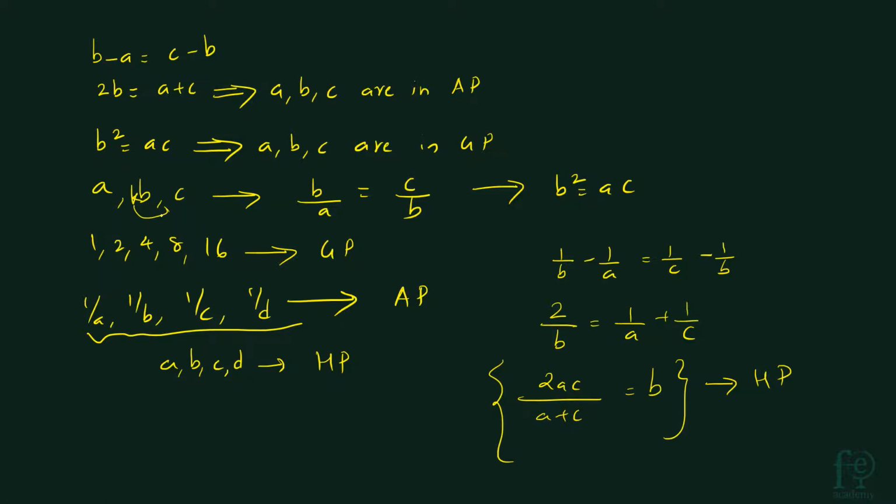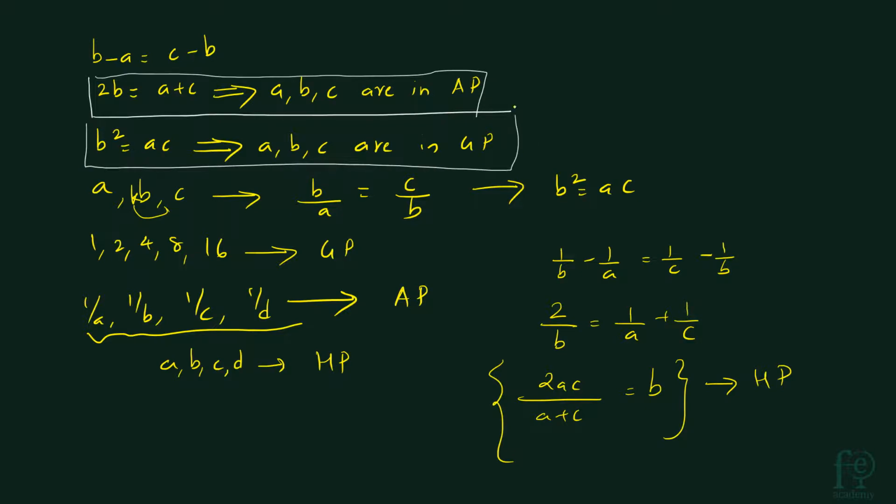So these are the conditions. You have to be very thorough with these conditions to do these kind of questions, because even if you are getting a meaningful expression, you cannot deduce if these are in AP, HP or GP if you don't know these relations. 2b is equal to a plus c implies a, b and c are in arithmetic progression. b square is equal to ac implies a, b, c are in geometric progression.